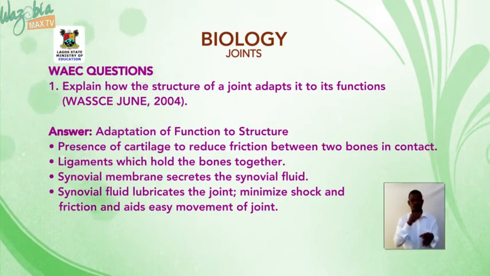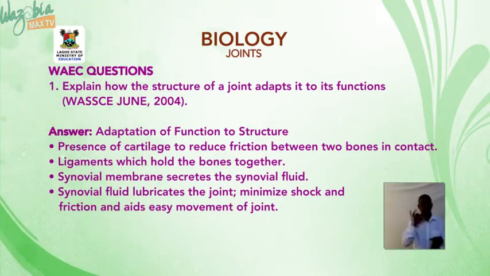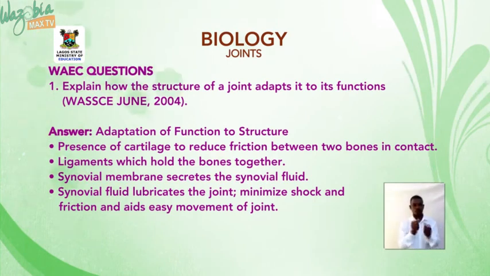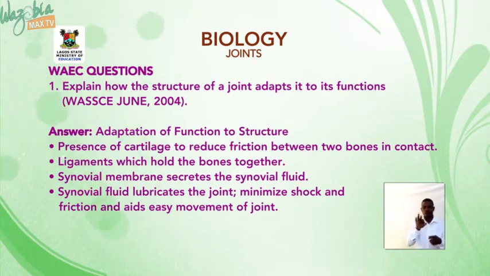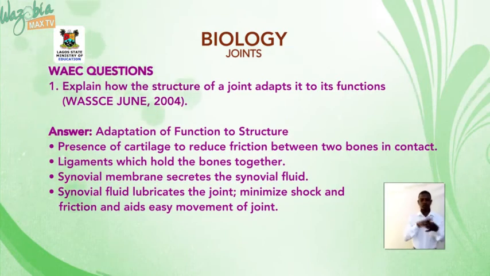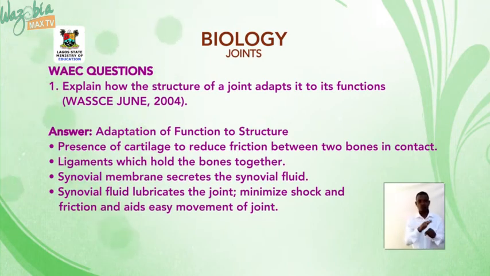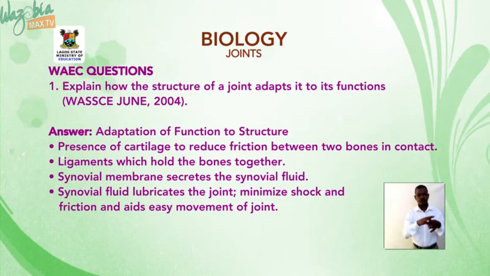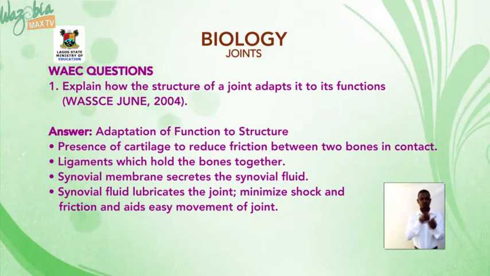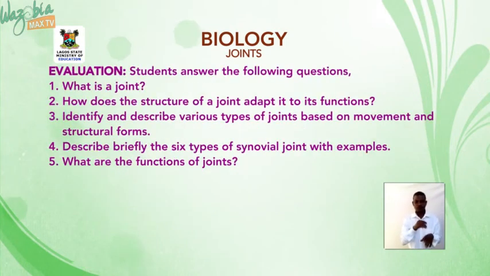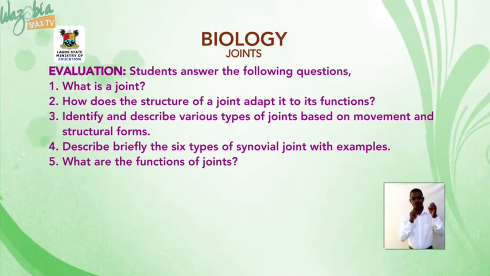1. Presence of cartilage to reduce friction between two bones in contact. Ligaments hold the bones together. Synovial membrane secretes the synovial fluid. Synovial fluid lubricates the joints, minimizes shock and friction, and aids easy movement of joints. In this response, the feature and the functions are stated.